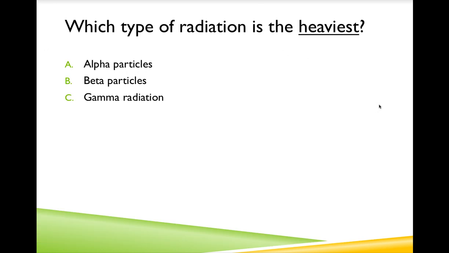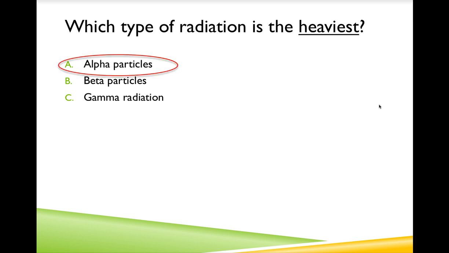So quick quiz question, which type of radiation is the heaviest? Think about which one has the largest particle or would weigh the most if we were able to put it on a scale. Would that be A, alpha particles, B, beta particles, or C, gamma radiation? And if you haven't chosen your answer yet, go ahead and pause.